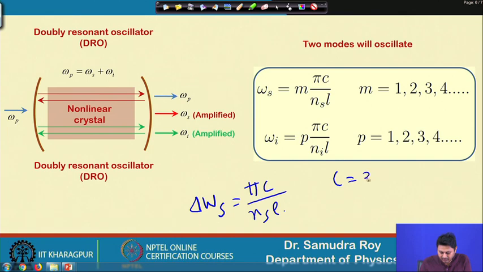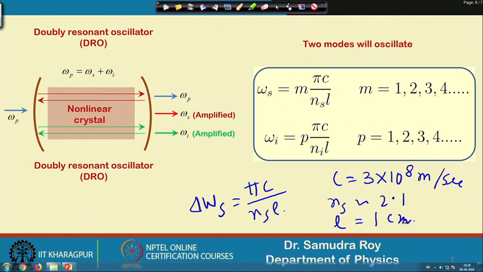So delta omega s is equal to pi c over n s L. c is 3 times 10 to the power 8 meters per second. n s is of the order of, say, 2.1, L is a length of say a few centimeters, say of the order of 1 centimeter, and pi is 3.14. If I put these things here, we can readily find the frequency spacing. Unit wise, you can see that c has units of meter per second, pi and n are dimensionless, L has units of meter, so meter cancels out, and we have the unit in terms of hertz.